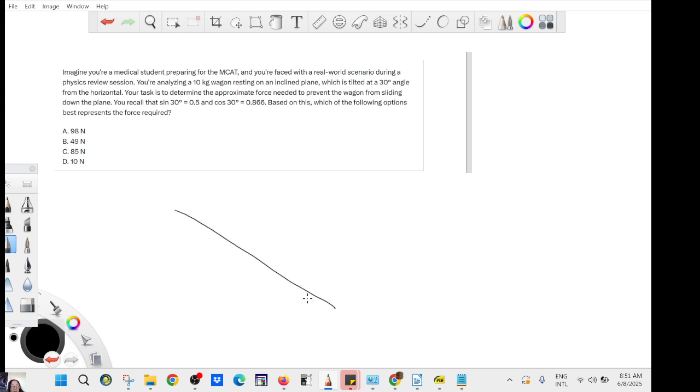So if you have an inclined plane here, and then the angle here is 30 degrees, or could be alpha. And you have a box, a wagon. So it's a wagon, 10 kilogram.